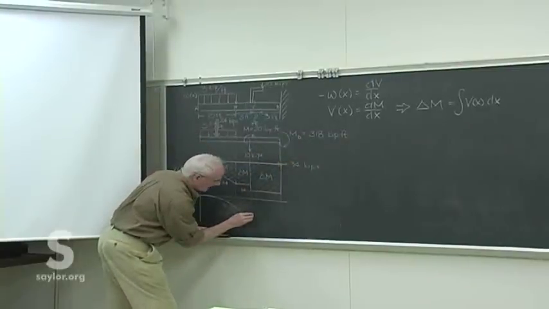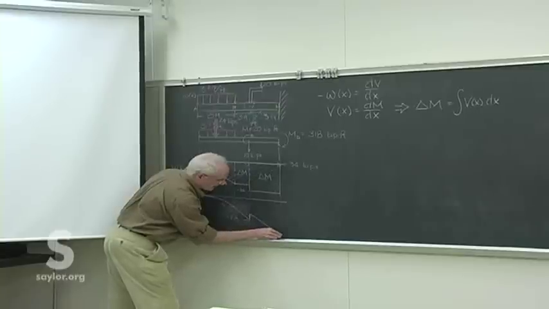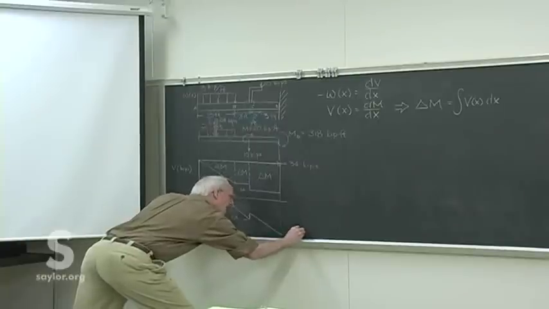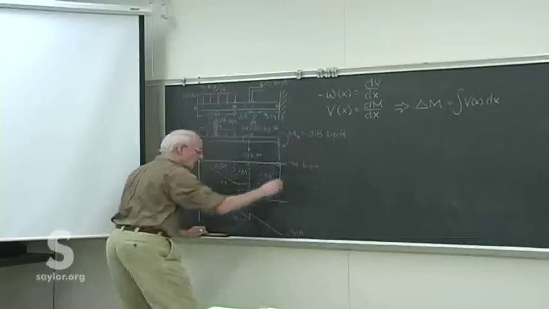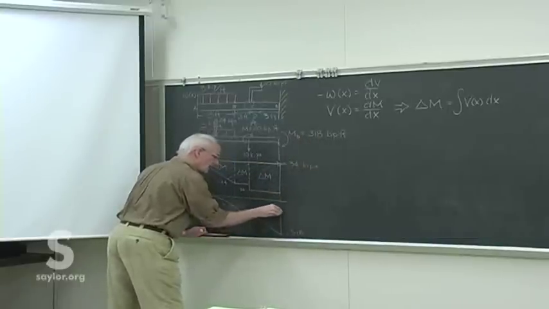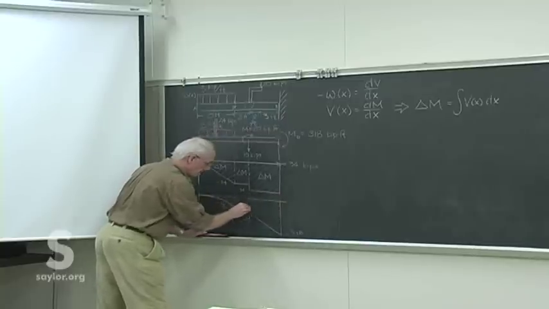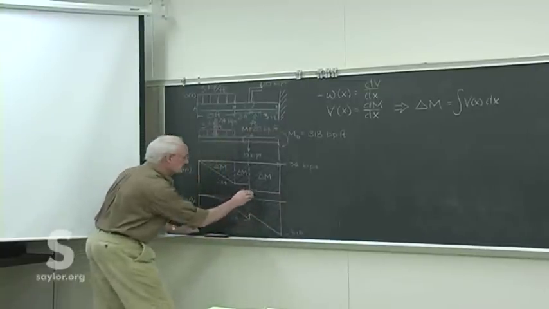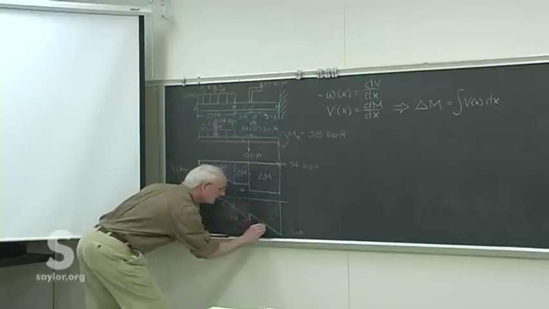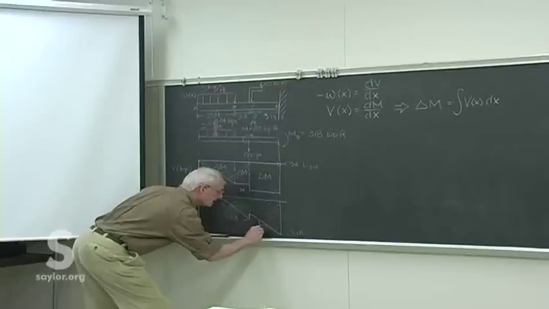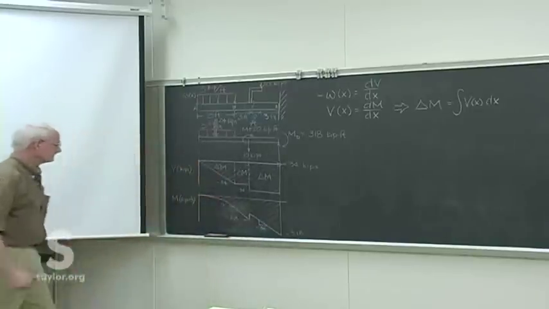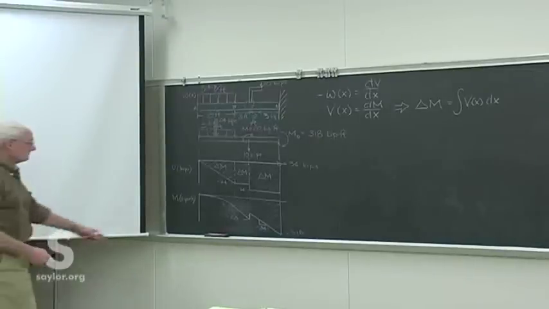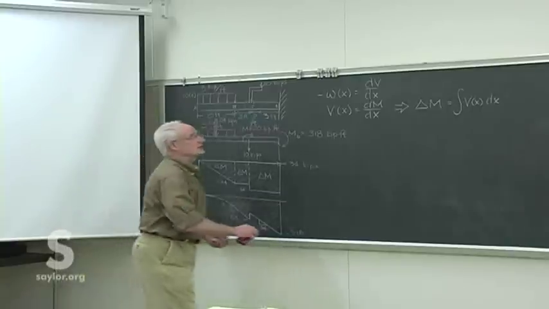So it takes it down to minus 318, which is just what we'd expect to get back up to the end of the beam. And that slope is minus 34. And we've got the shear moment diagram. And as happens, sometimes you need to resketch them a little bit.